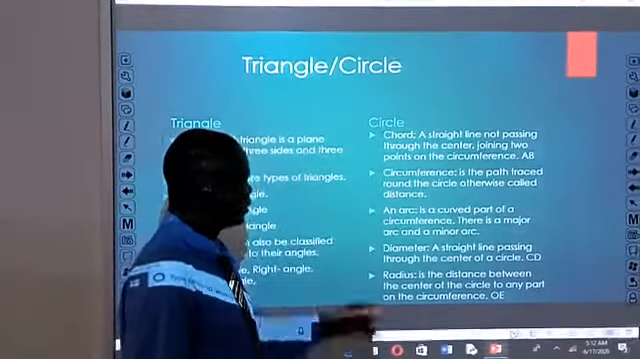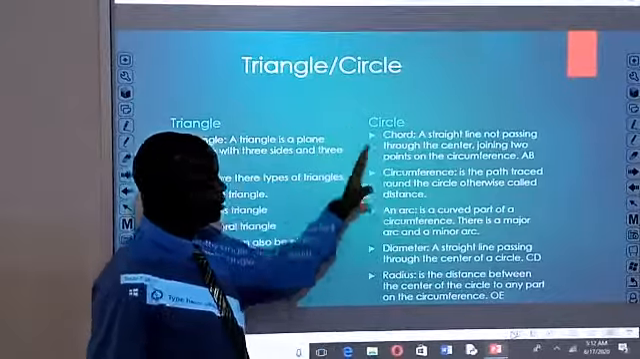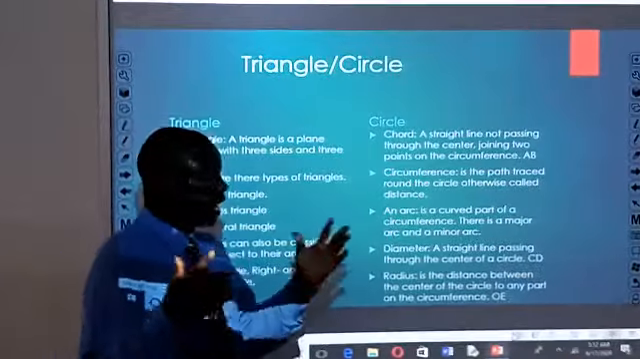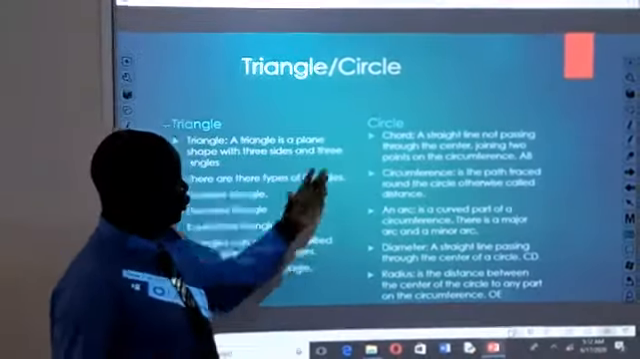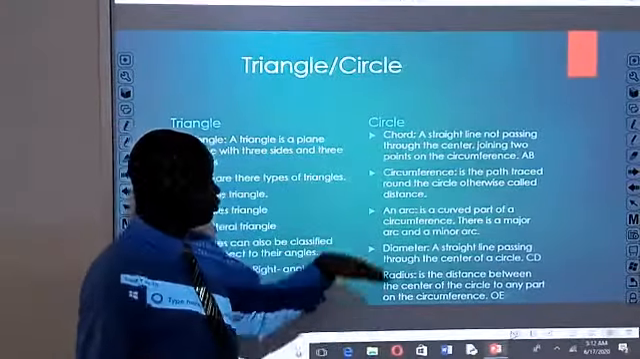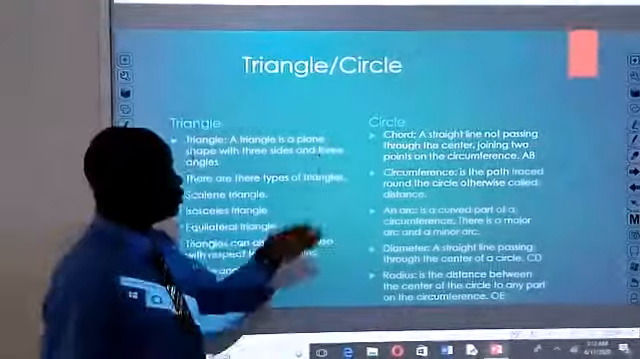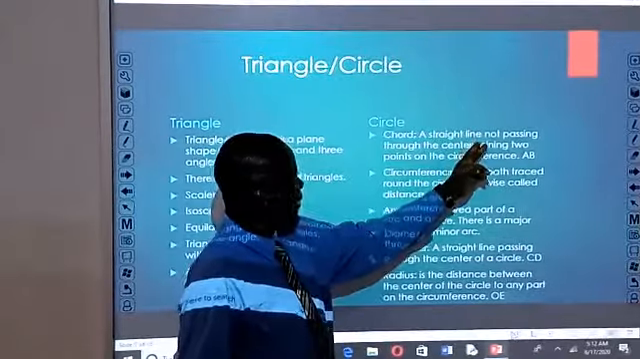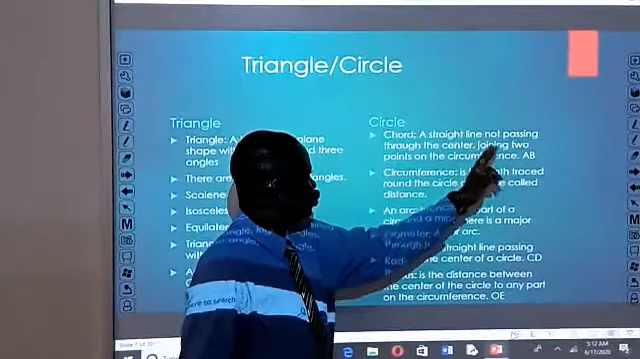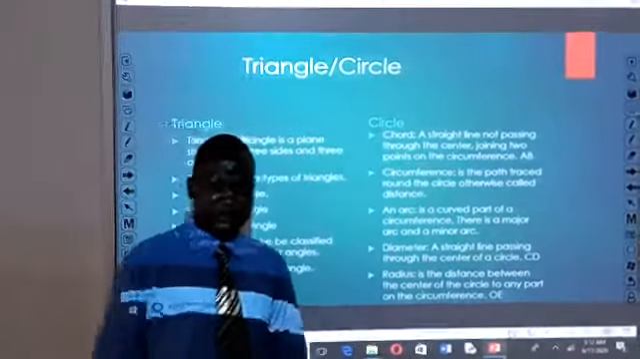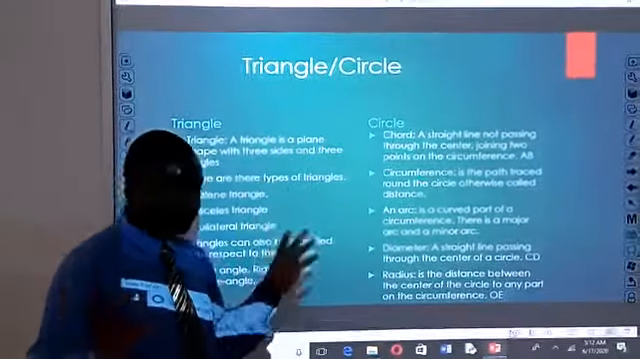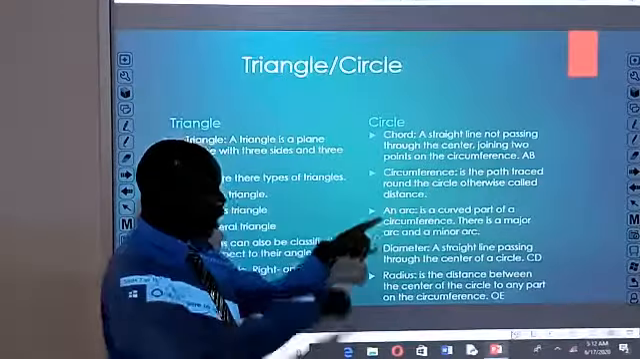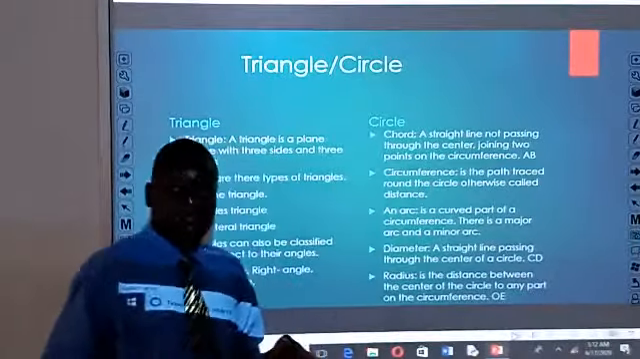Coming to the circle. These are some of the components that make up a circle. And as you go higher in your classes, if you know this foundational level about the circle, you start to be able to solve complex problems. Now let's look at the word chord. A chord is a straight line not passing through the center, joining 2 points on the circumference. We shall know that in due course with the diagram. Circumference is the path traced around a circle, otherwise called distance.